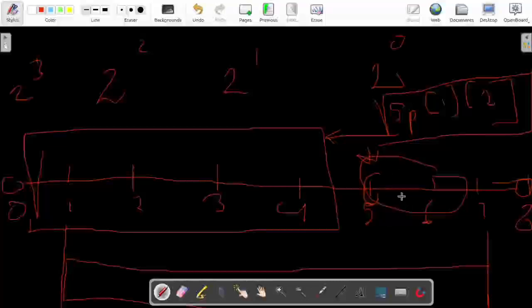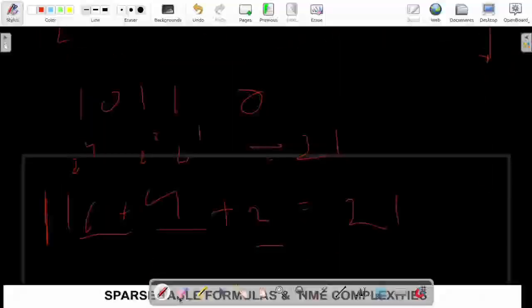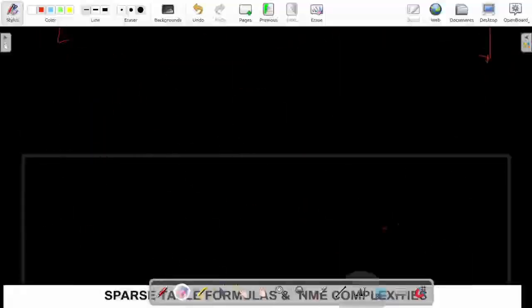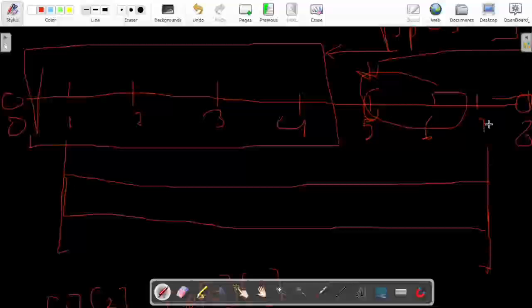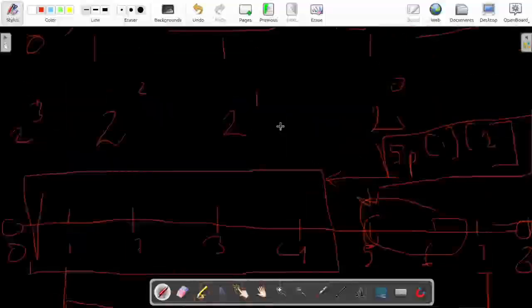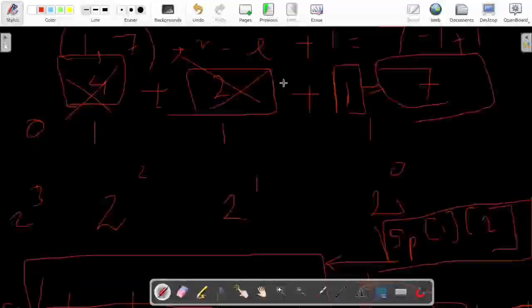Okay, and this segment, let me write here. We have considered a segment already of length 1 and 2. Now we have to consider one more segment, SP of 5 comma 1. Why 1? Because we are considering a segment of length 2, that is 2 to the power 1. Now move your pointer from index 5 to index 7, and we have considered a segment of length 2 also.